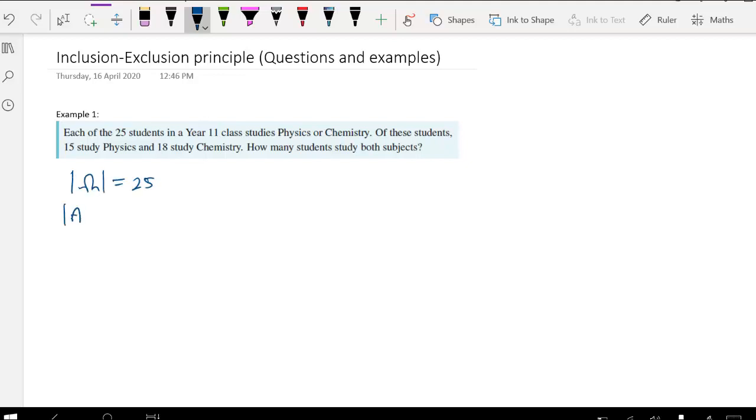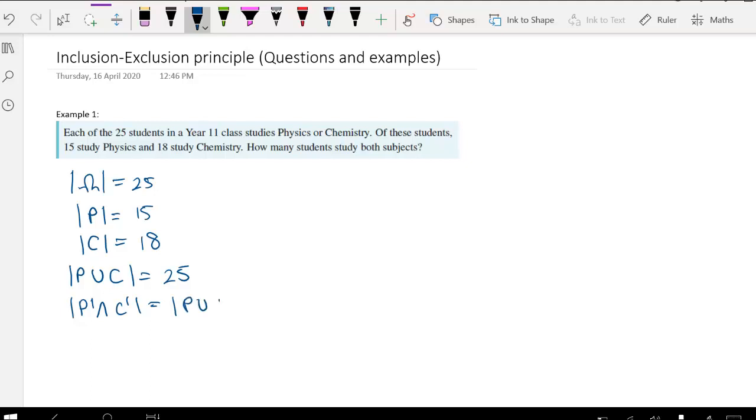We should also be able to say that the number of physics students is 15, the number of chemistry students is 18, and the number of physics or chemistry students is also 25. Right, since all of them study. And that means that the number not physics and not chemistry is the same as not (physics or chemistry), which will be 0.